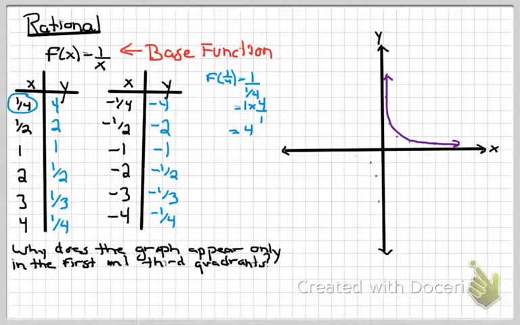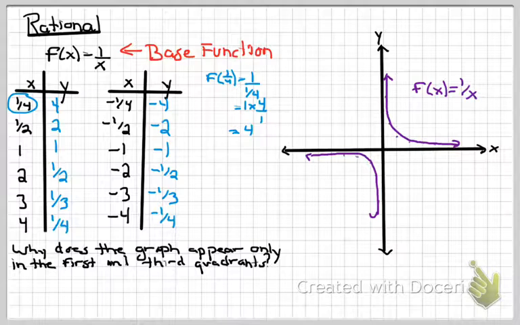-2, -1/2. And -1/3, and -1/4. So again, notice that our values get really, really small, but they're not going to actually ever touch our x or y axes. Label our graph, f of x equals 1 over x. Now we have a question here that we need to complete. Why does the graph appear only in the first and third quadrants?